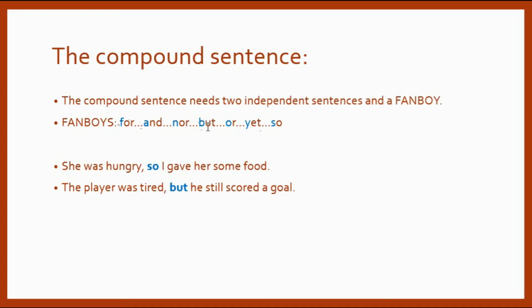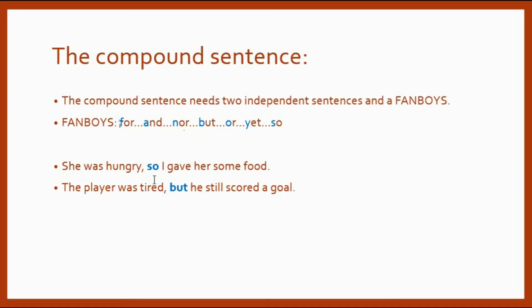So FANBOYS, right? It is an abbreviation of fanboys, okay? So one of these, okay. So all you need to create a compound sentence is two simple sentences and one of these guys, okay, one of these guys. Let me give you an example here.